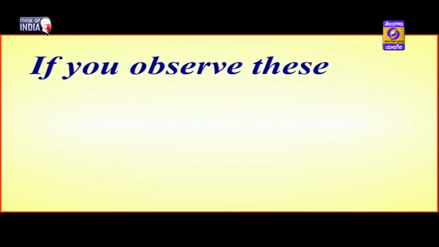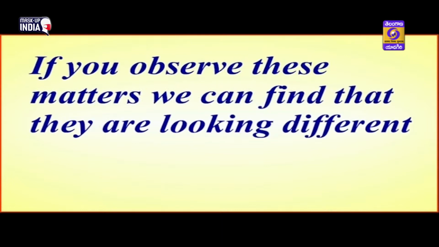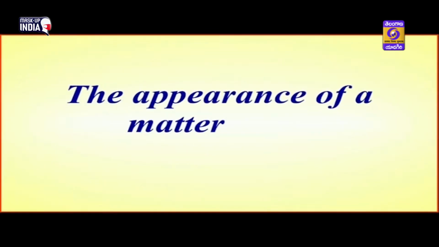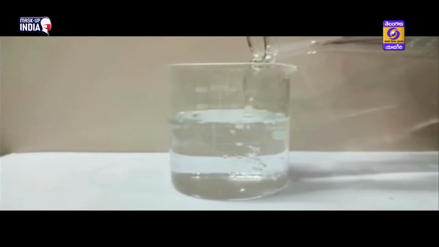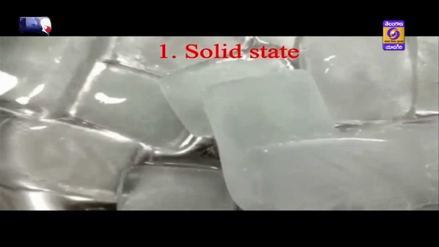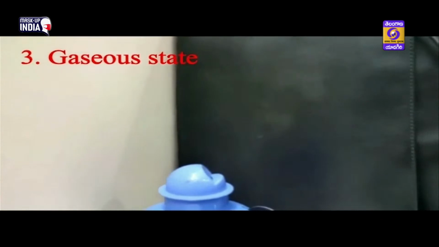If you observe these matters, we can find that they are looking different from each other. Isn't it, my dear children? The appearance of a matter is its physical state. The matter is available in three physical states. They are number 1, solid state, number 2, liquid state, number 3, gaseous state.